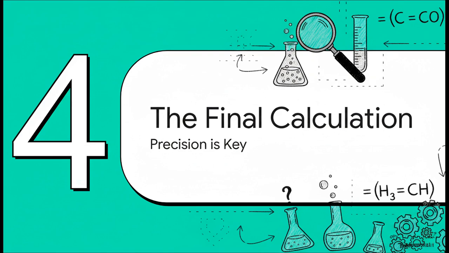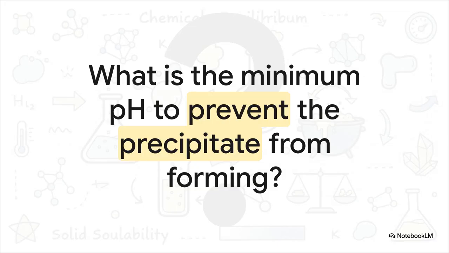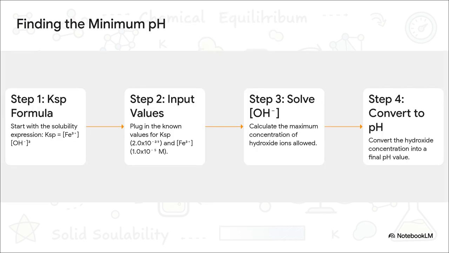Any good detective needs precision. We know how to make the solid disappear, but now we need to figure out the exact conditions to prevent it from ever even forming in the first place. So, this brings us to our final challenge of the day. What is the absolute minimum pH we would need to keep all of that iron dissolved, completely preventing any of that stubborn precipitate from ever showing up? Let's walk through this together.